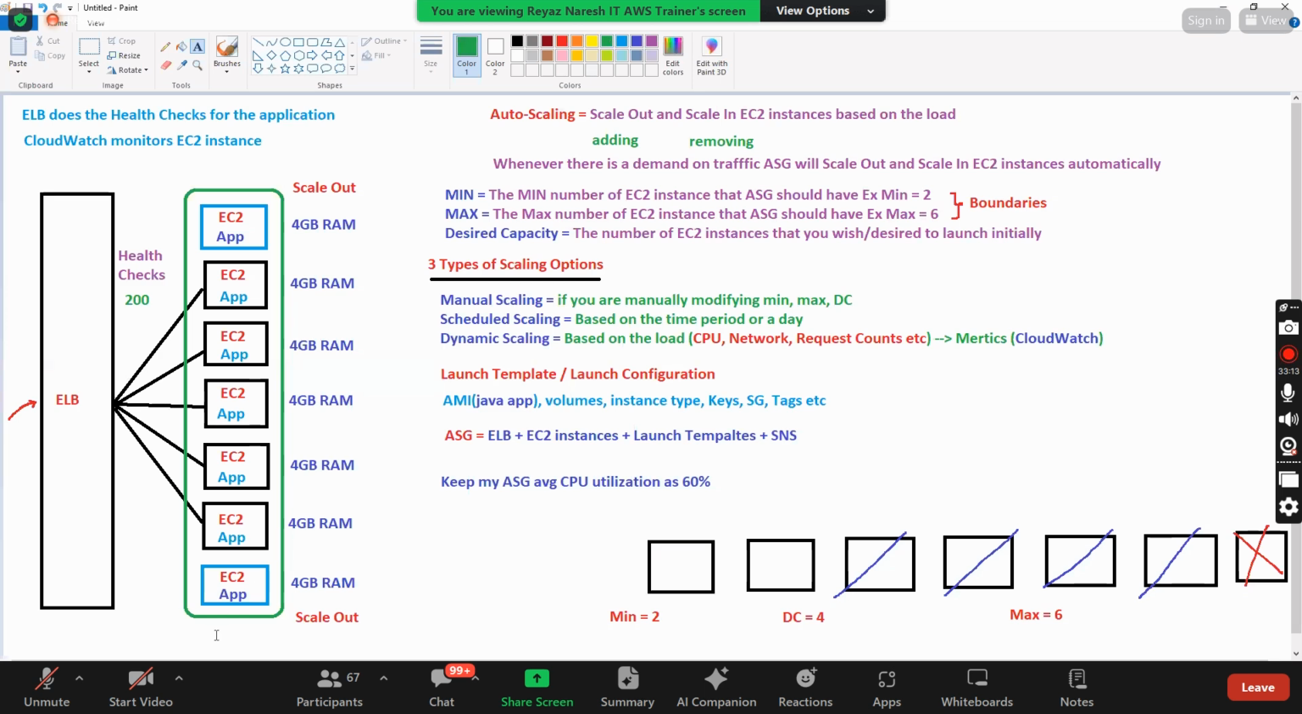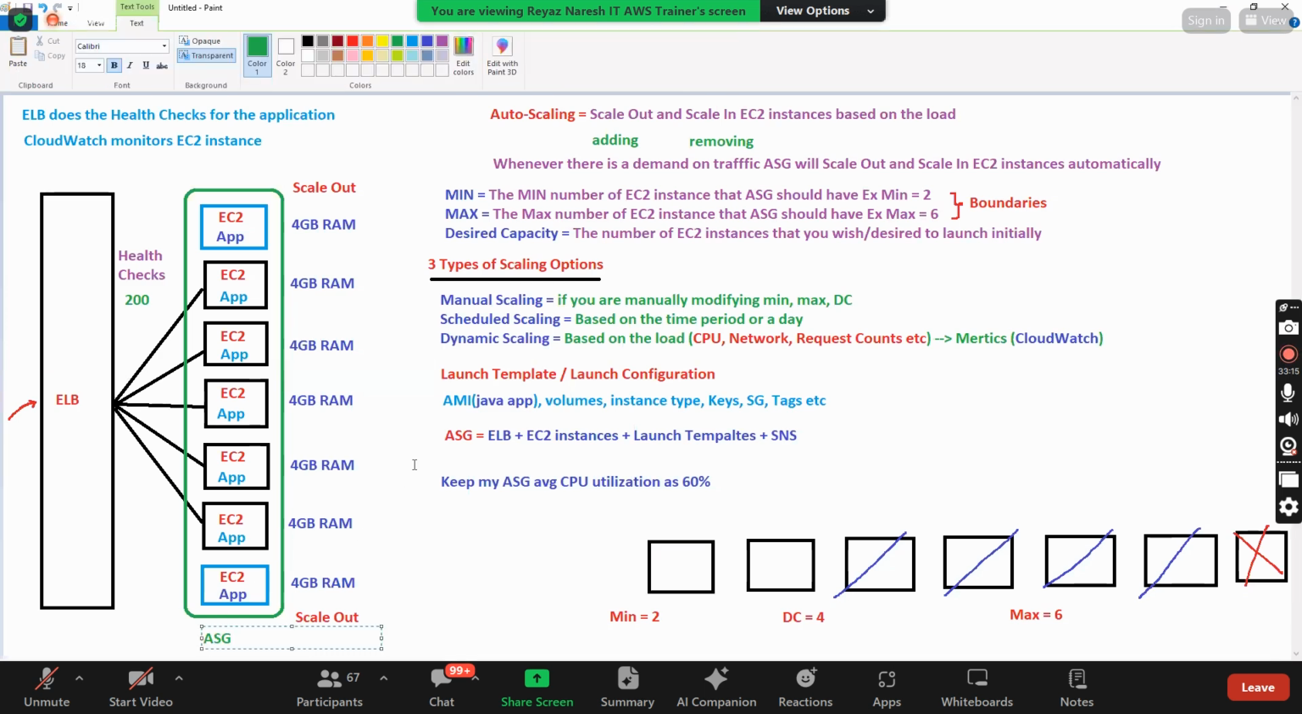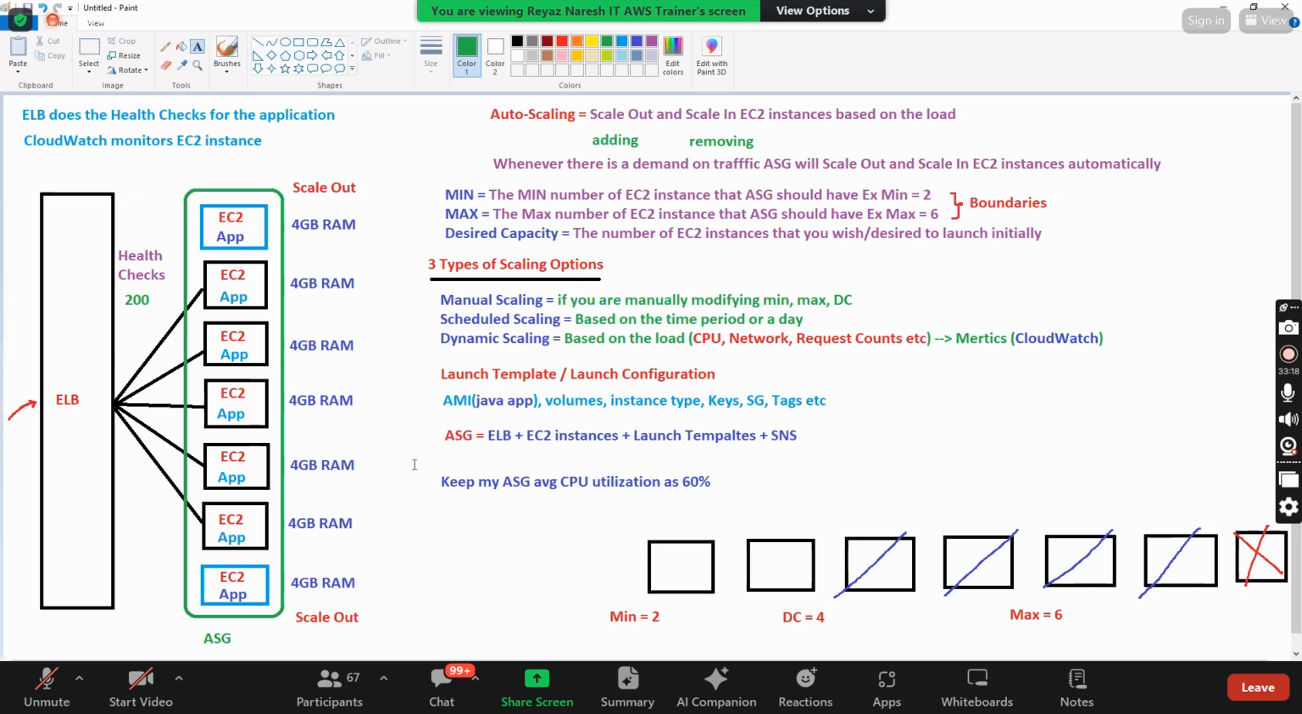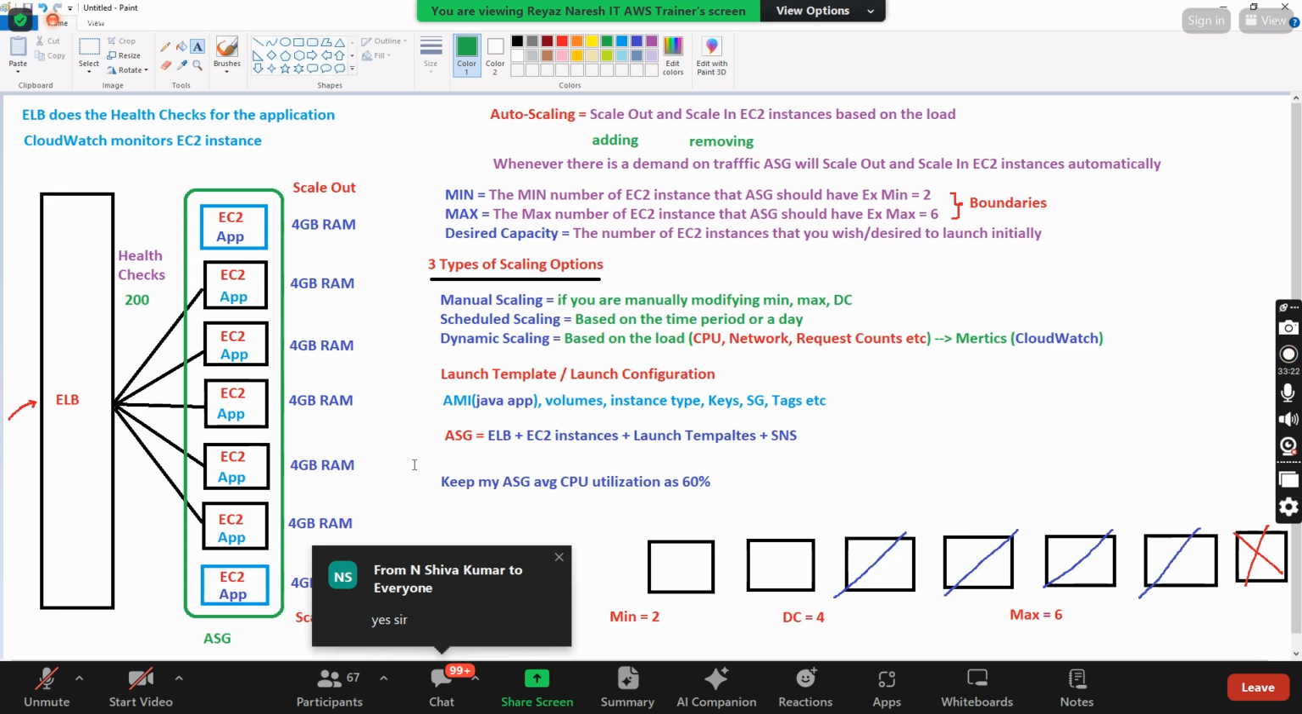Guys, is this clear on auto scaling group, everyone? Shiva, is that clear? Whenever you ask any questions, please put CC, Shiva, or someone who asked, so that I'll understand that you got the answer. Clear, Nana? Everyone here? Auto scaling group clear? Yes.